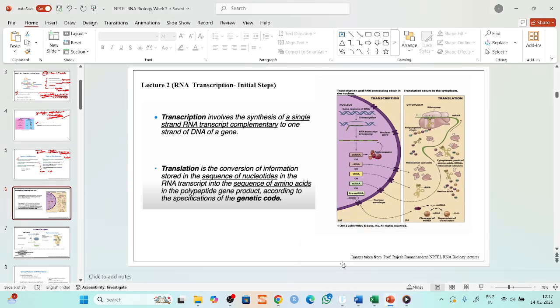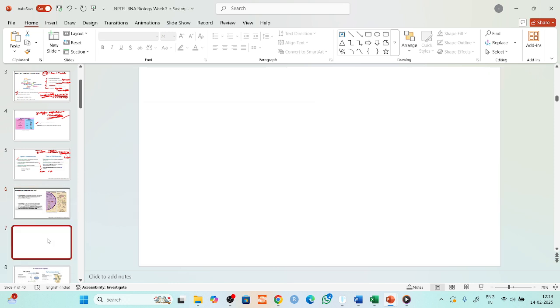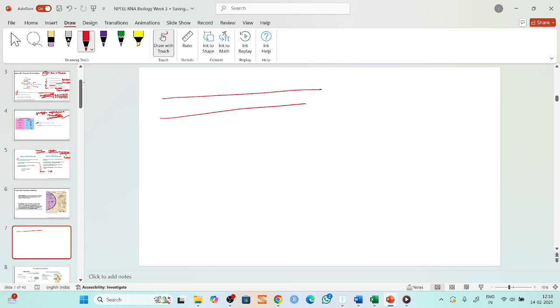So now we're talking about RNA transcription. What is transcription? What is the basic definition of transcription? Transcription involves the synthesis of a single-strand RNA transcript, which is complementary to one strand of DNA of a gene. Suppose this is your DNA molecule, it is double stranded.